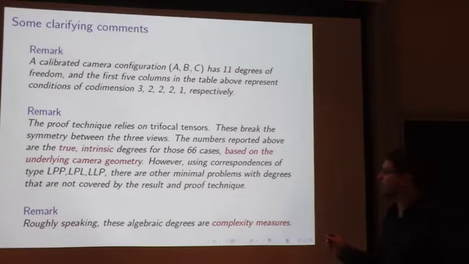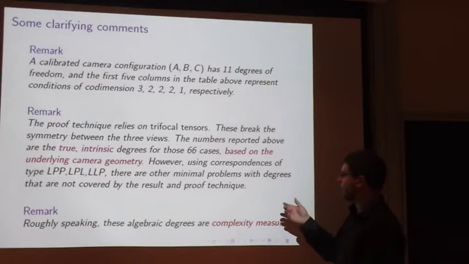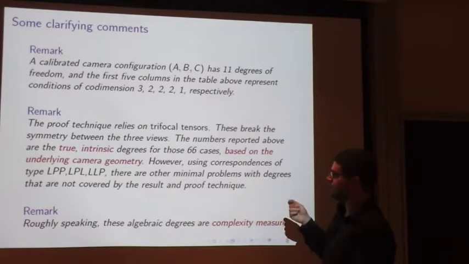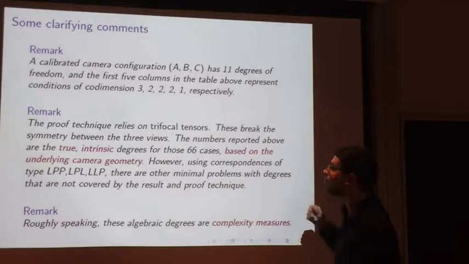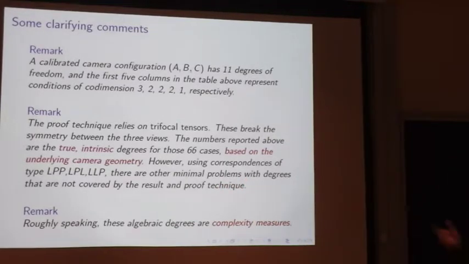I'm not going to have so much time to talk about the proof, but the technique relies on an analog of the blue matrices. Here there will be 3 by 3 by 3 tensors. And this construction breaks symmetry between the views, unlike in the 2-view case. Nonetheless, the numbers reported here are true intrinsic degrees for the 66 cases, based on underlying geometry. However, with correspondences using types line, point, point, and so on, there are other minimal problems with degrees not covered by this result or proof technique.